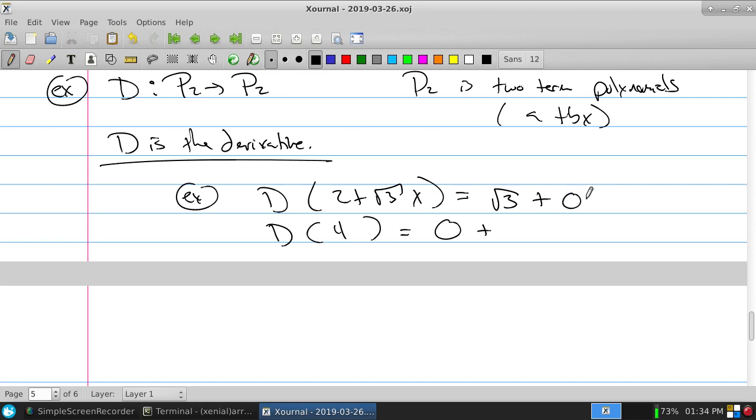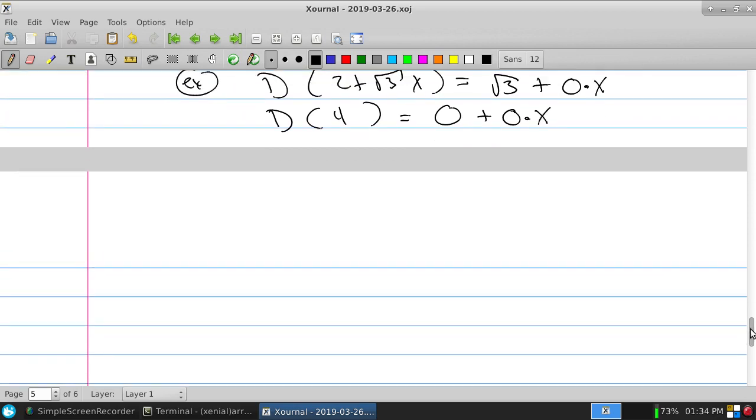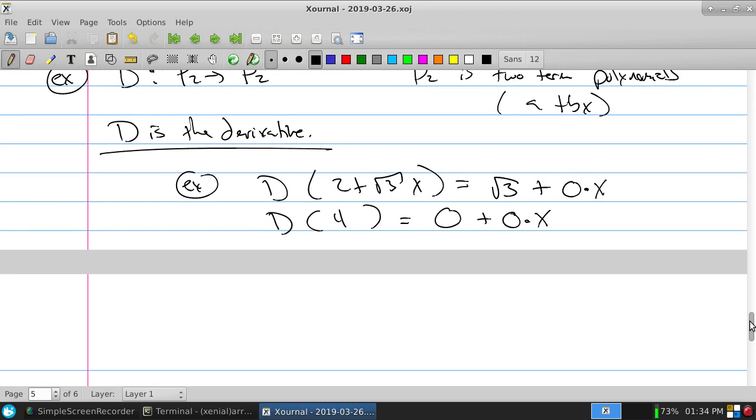0x. And what's 0 look like? 0x. If I would write it as P2, I have to write both terms. Right. P2 means 2 terms. You got to write 2 terms. So this is obviously taking things that are a polynomial of 2 terms and spitting out a polynomial of 2 terms. Right? Now, here's my question. So we kind of understand what's happening, right? It's taking a polynomial. Well, first off, is it a linear operator?